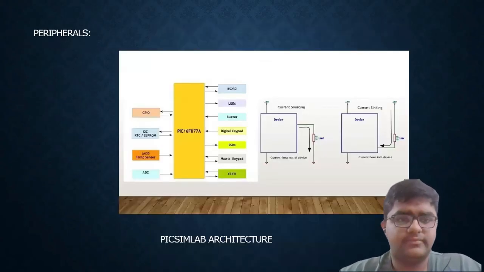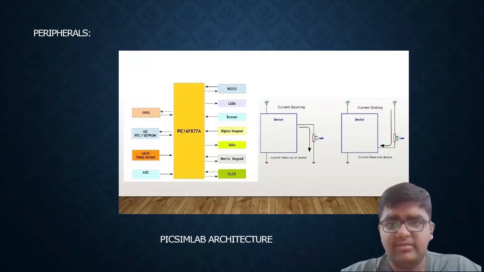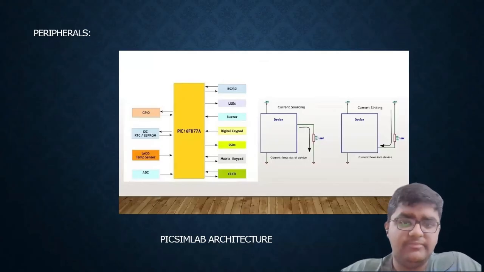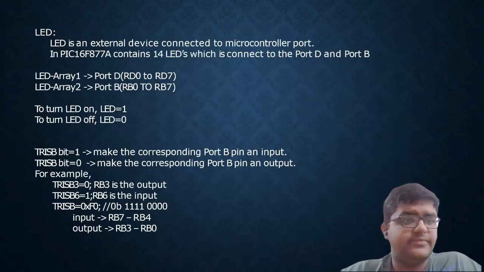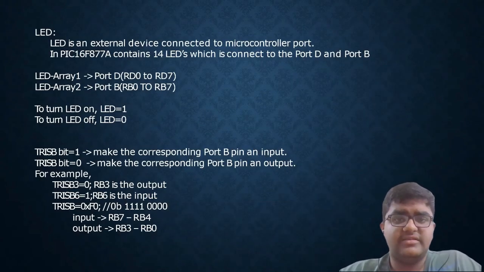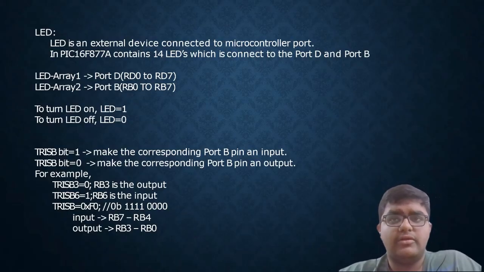Now, as you can see, the peripherals which we have here are the GPIOs, I2C, the temperature sensor, ADC, RS-232, that is the serial port. So we have LEDs, buzzers, digital keypad, solid state drives, matrix keypads, and the LCD. So now about the LEDs. An LED is an external device connected to a microcontroller port. The PIC16F877A board contains 14 LEDs, which are connected to port D and port B. This is about the PICgenios board.